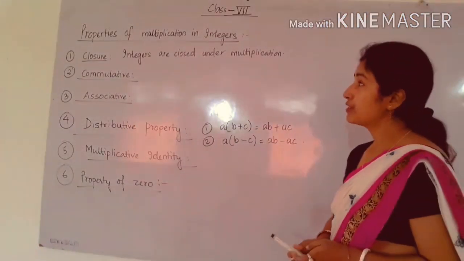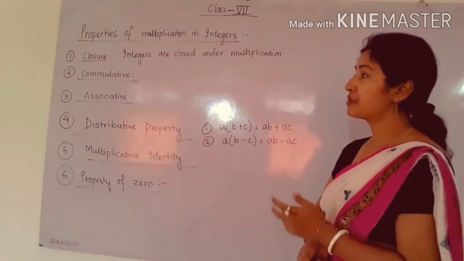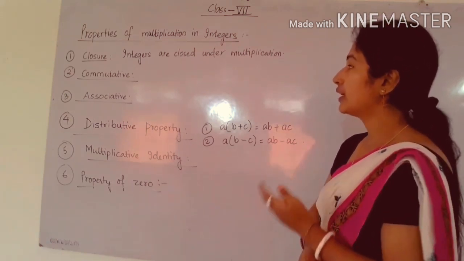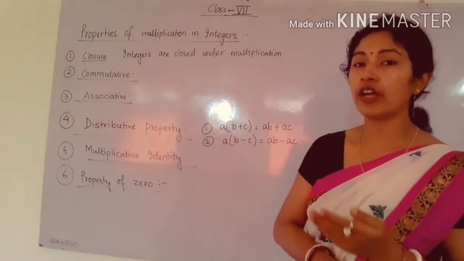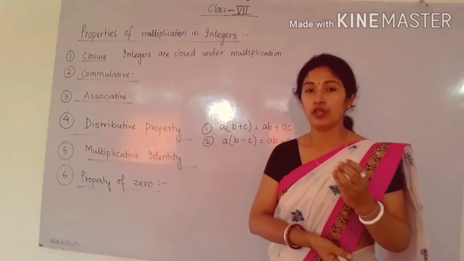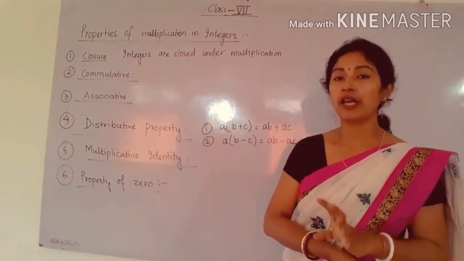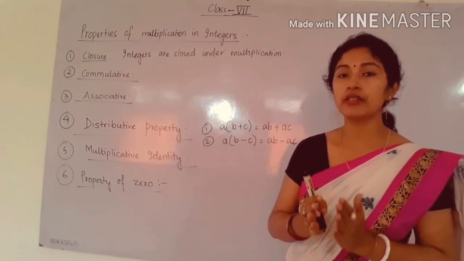Now the next topic is properties of multiplication in integers. So the first property is closure property again. Here it is written: integers are closed under multiplication. So for closure property, what we have to see? We have to take two integers and multiply them. If the answer is an integer, then closure property is satisfied.